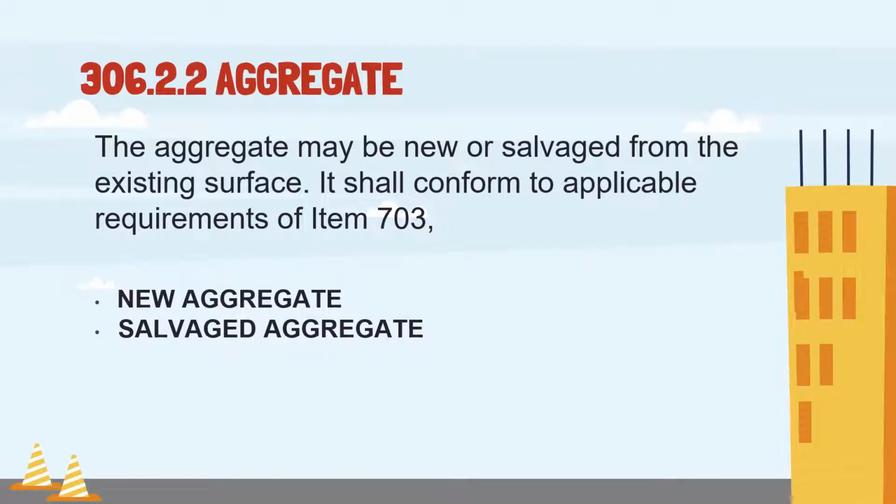Item 306.2.2 Aggregate. The aggregate shall conform to applicable requirements of Item 703, and we have two types of aggregate in this item: new aggregate and salvage aggregate. The term new aggregate refers to aggregates that have never been utilized before, while salvage or recycled aggregates come from reprocessing materials that have previously been used in construction. Any particles of salvage aggregate appearing in the surface at the time of laying down and finishing that will not pass the 37.5 mm sieve shall be removed. Next item.